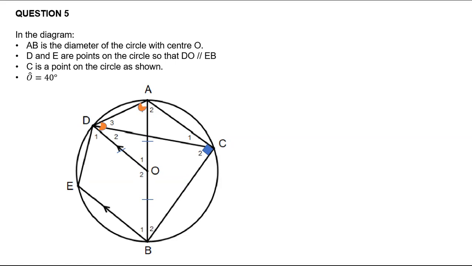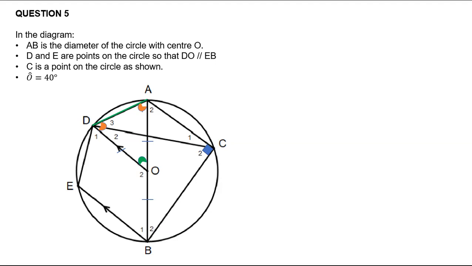Then they say D and E are points on the circle so that OD or DO is parallel to EB. Now, before I even get there, I don't think I'm done with point number one. There's something I missed in point number one. Where they told me that O is a center, I noticed that O1 is subtended by DA.